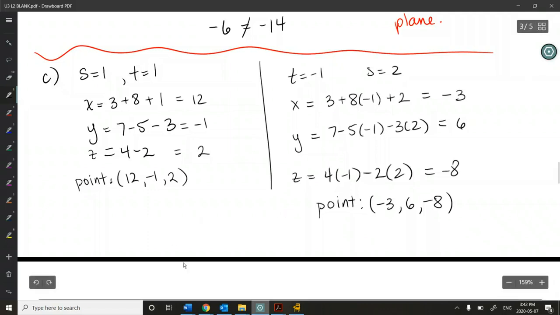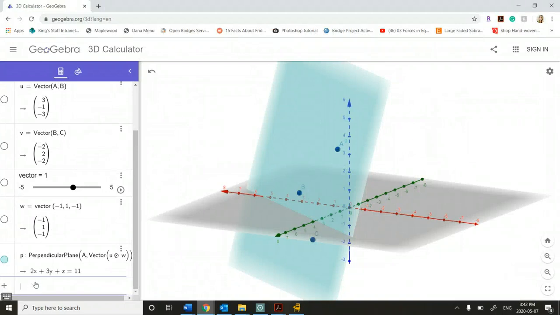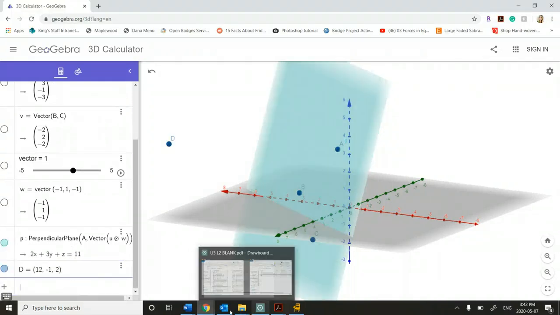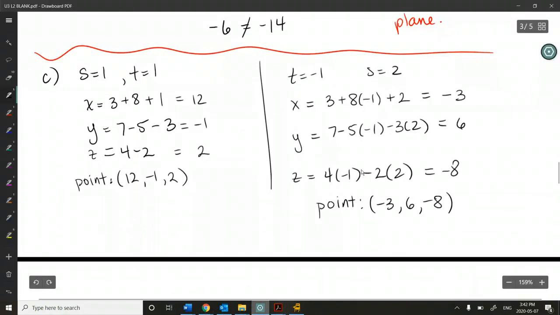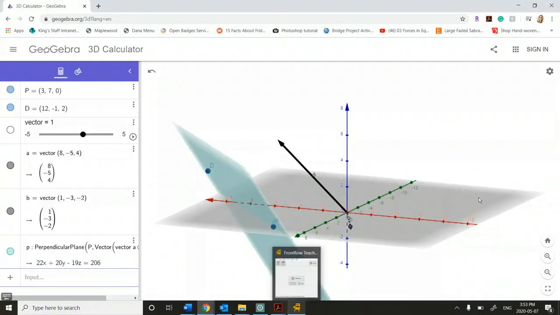Okay, and if we wanted to, we could even go back to GeoGebra and plug in these points. So let's try 12, negative 1, and 2 in our plane. I'm just going to add a point in here. Oh, and hold on, did I do something wrong here? Oh, this is actually our plane from question 1. So I'm just going to take a second, I'll graph the plane from question 2, and then we'll test it.